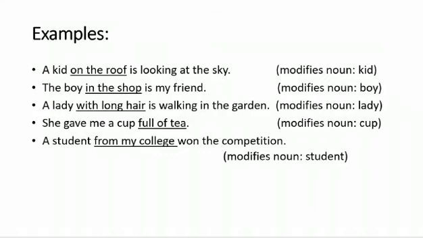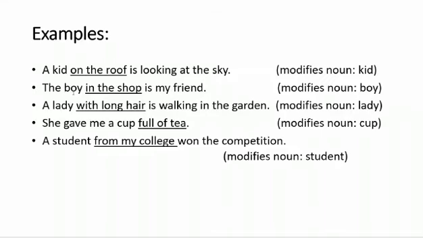Now, if you look at these examples, you will better be able to understand adjective phrase. Number one, a kid on the roof is looking at the sky. If you look at the underlined part of this sentence, on the roof, it is describing a kid. Therefore, it is an adjective phrase. It is describing this noun kid.